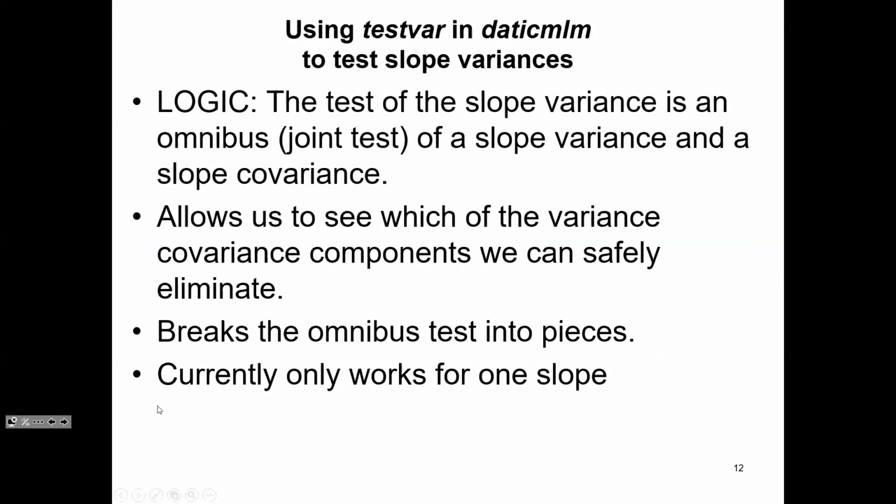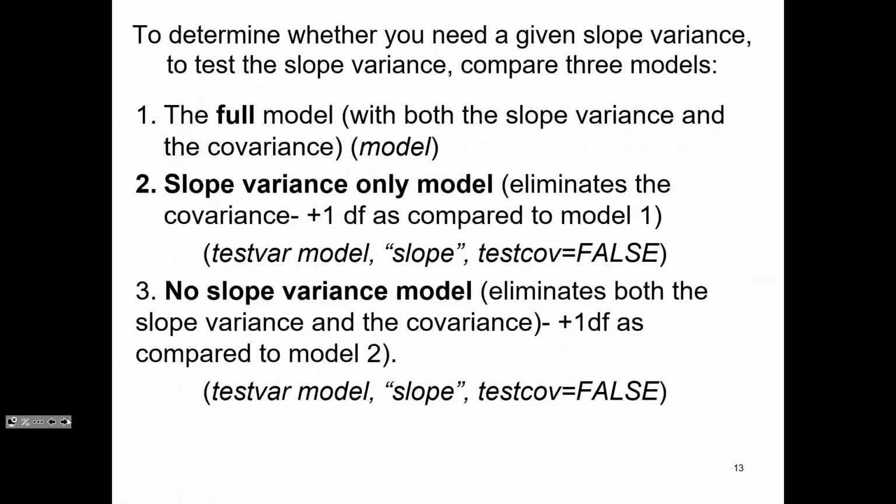But the big downside to this test bar thing is that it also currently only works for one slope. So if you have more than one randomly varying slope, you're not going to be able to use the test bar function. And I had high hopes about rewriting it so that it would work, but I didn't have time to do that. And I don't know if it matters that much, but okay.